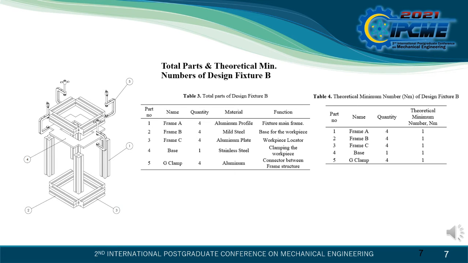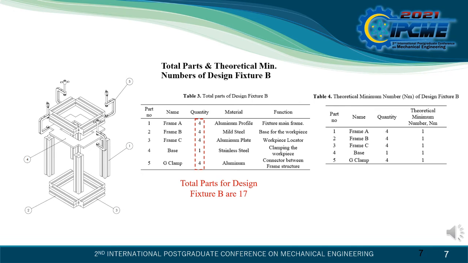This is the exploded drawing for design feature B that consists of 5 different parts, which are frame A, frame B, frame C, base and a G clamp. So the total quantity to develop design feature B is just 70. Table 3 shows the total parts of design feature B. Table 4 shows the theoretical minimum number of design feature B.